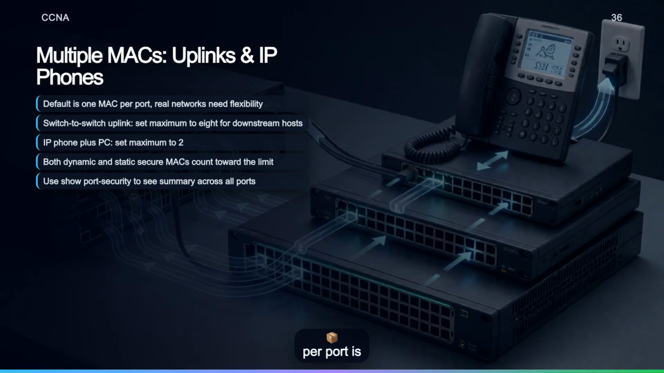One MAC address per port is the default, but real networks need flexibility. A switch-to-switch uplink connects multiple downstream hosts. You might set the maximum to 8 with switchport port-security maximum 8. An IP phone connected through to a PC has 2 MAC addresses, so you set the maximum to 2. The command is switchport port-security maximum, followed by your number, and both dynamic and static secure MAC addresses count toward this limit.